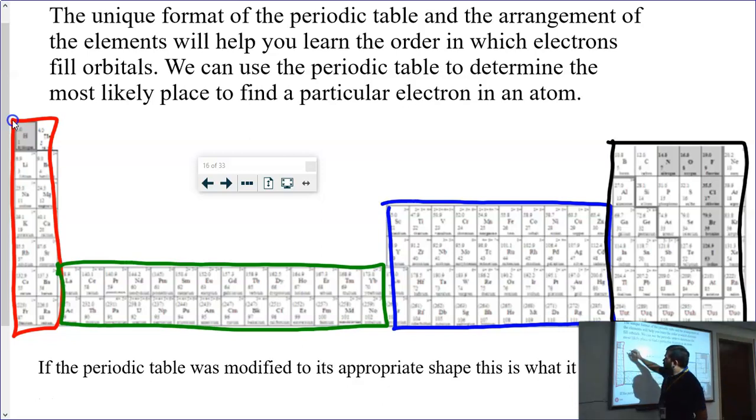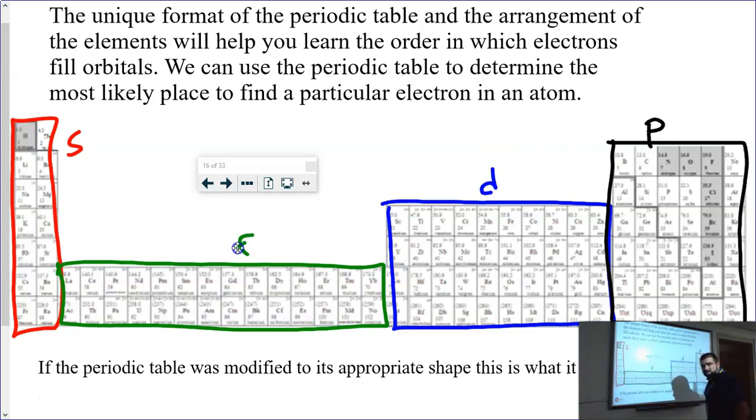This block we are going to call the S block. You can write block if you'd like, but really S is important. All the way across on the other side, this is called the P block. This is called the D block, and this is called the F block. From yesterday, you may remember those are the same letters that represented our orbital types. We have S orbitals, P orbitals, D orbitals, and F orbitals.